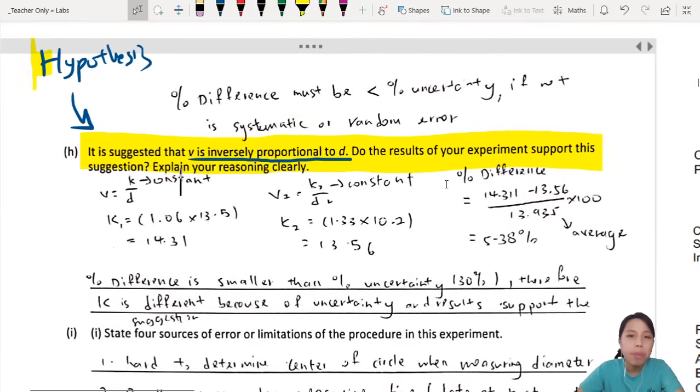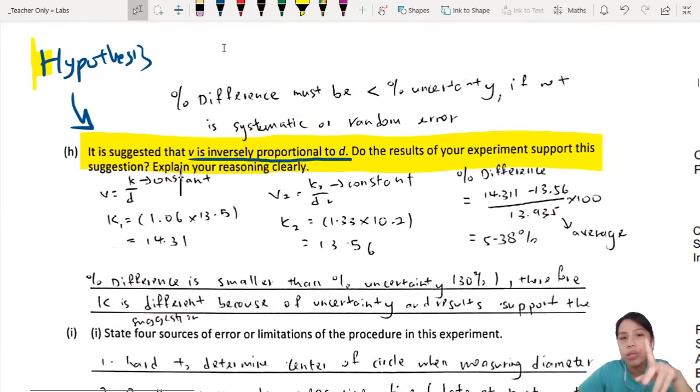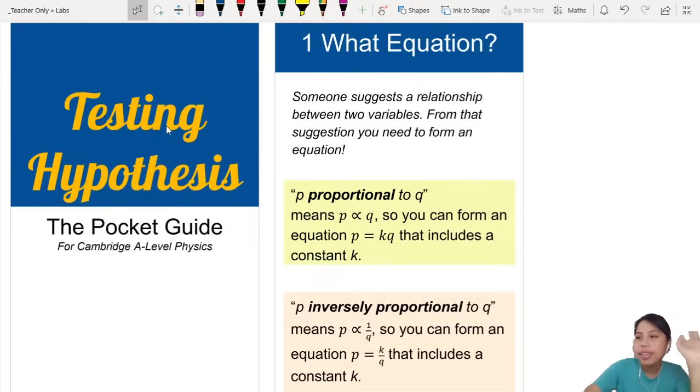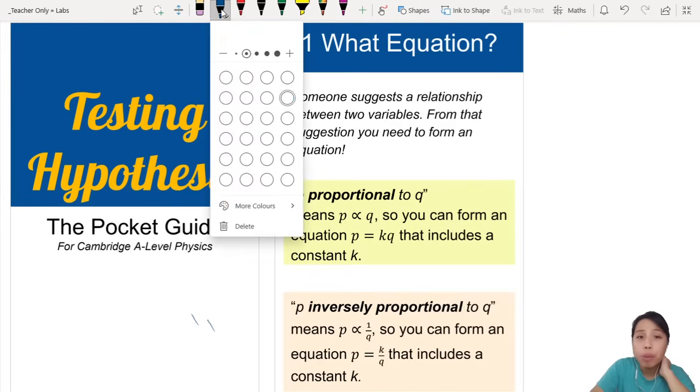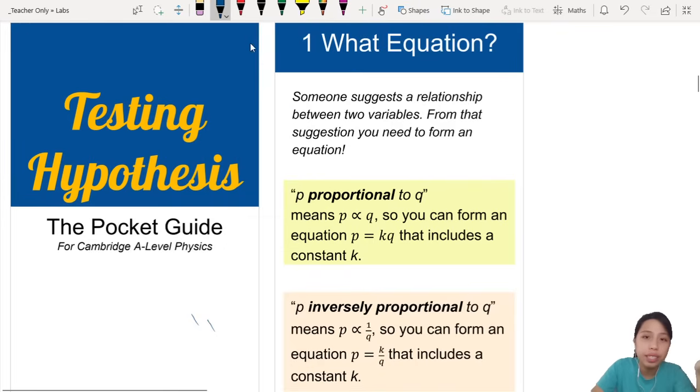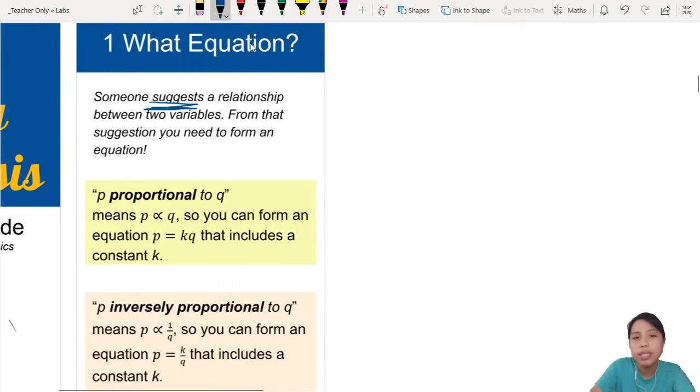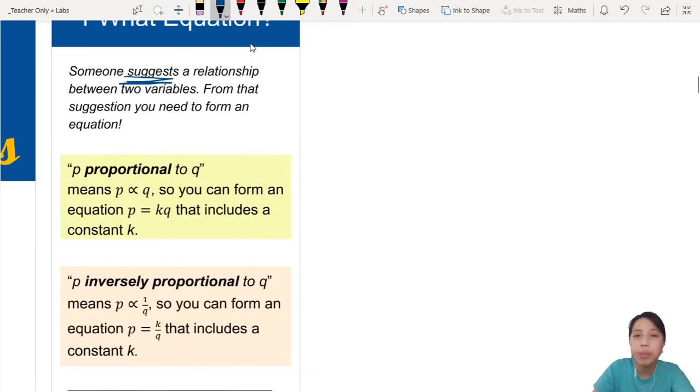But before we mark this student's work, we are going to see what a hypothesis is and how to test it. Very easy one. Hang on with me. Here's our pocket guide once again. Whenever they propose something, they will suggest a relationship. You need to see what equation they suggest. Sometimes they'll give you the equation, sometimes they won't.